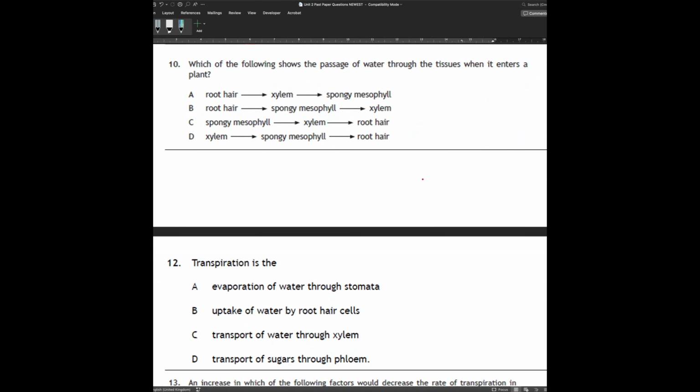Question 10. Which of the following shows the passage of water through the tissues when it enters a plant? So it'll start off in the roots. Okay, so it's going to be one of these 2 here. It will then move up through the stem, and we find the xylem in the stem, before it then moves on to the leaf, where we find the spongy mesophyll, but not the xylem, okay? And it's not going to be these 2 because that's wrong and that's wrong. So therefore the answer has to be A, okay?